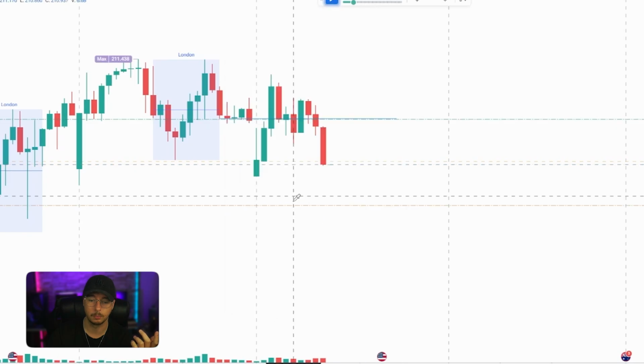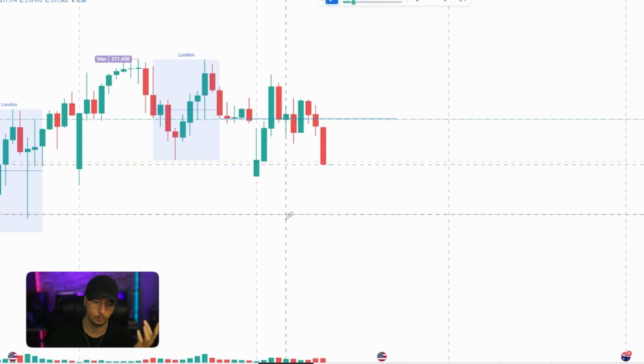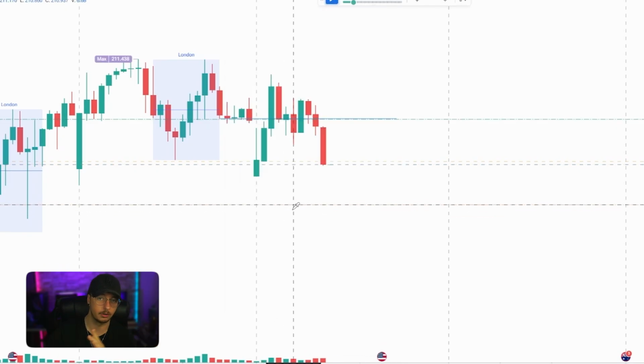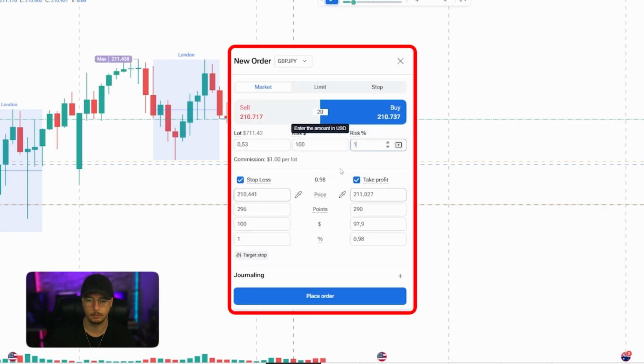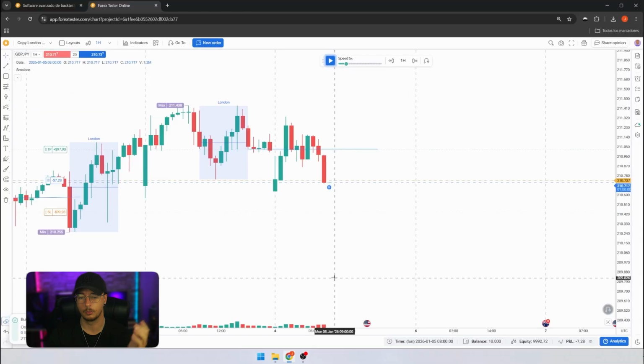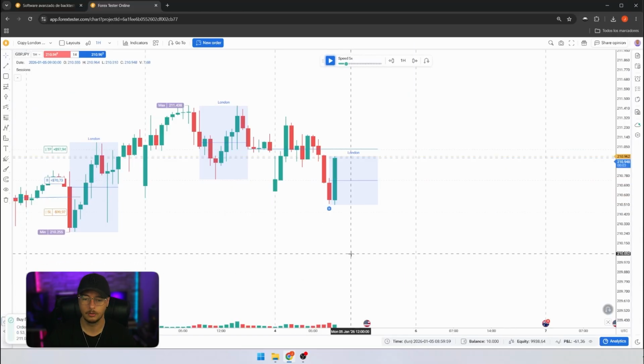I'm going to place the stop loss on a risk reward of 1-to-1. Obviously you can change this around, you could leave it a bigger risk reward or whatever you prefer, but I like to leave it to a risk reward of 1-to-1. And I'm going to place my risk at 1%. So there we go, there it's placed, and now we just need to wait for the price to develop.